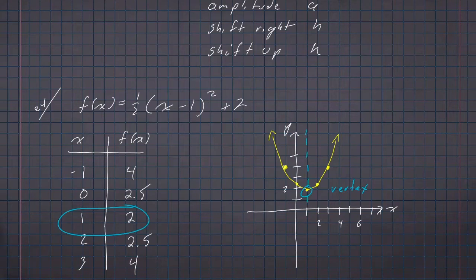Another feature of the vertex: if you draw the vertical line that passes through the vertex, the parabola is symmetric about that line. We call it the axis of symmetry.